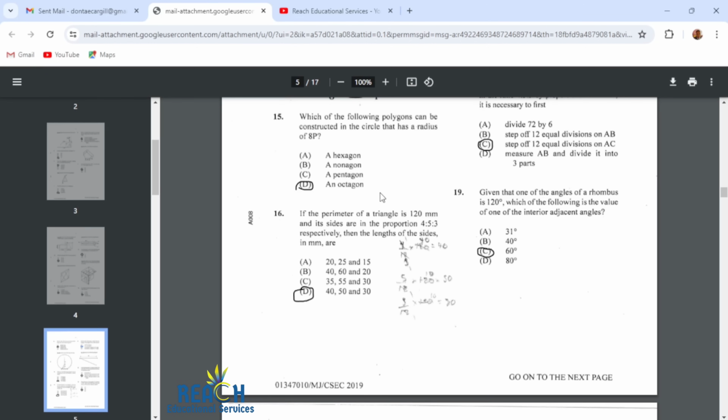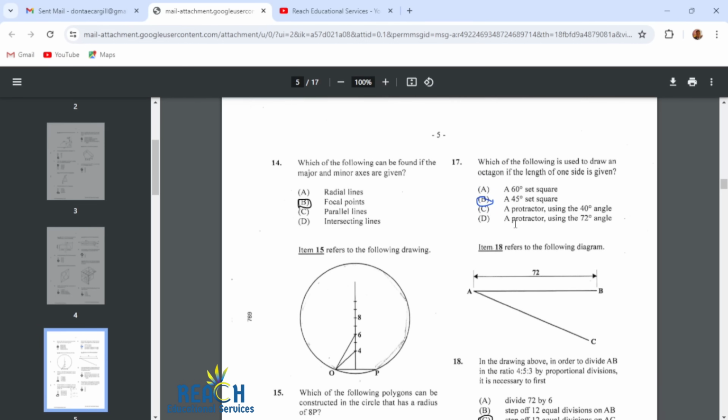Number 16, if the perimeter of a triangle is 120 millimeters and its sides are in the proportion 4, 5, 3 respectively, then the length of the sides in millimeters would be 40, 50, and 30, because 40 plus 50 is 90, plus 30 gives you 120.